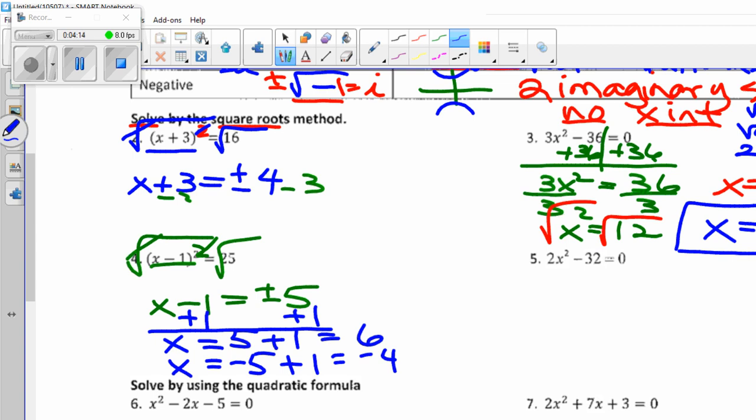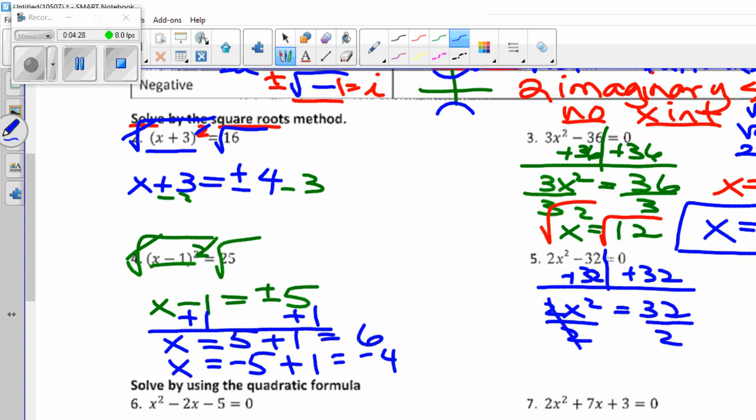All right, and then this number 5, again, if I want to get x by itself, I would add 32 to both sides. So I get 2x squared equals 32, divide by 2. So I get x squared equals 16. And then I'm going to square root both sides. So those cancel out, and I get x equals, and then remember it's plus or minus 4. I always have two solutions if I'm solving a quadratic.